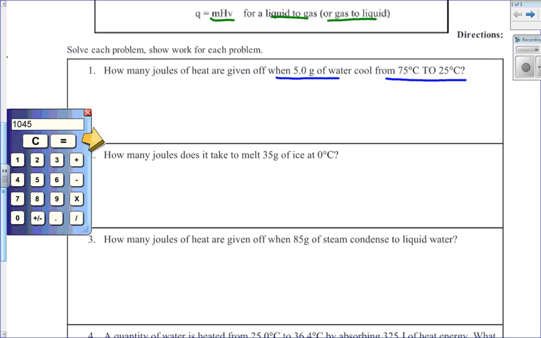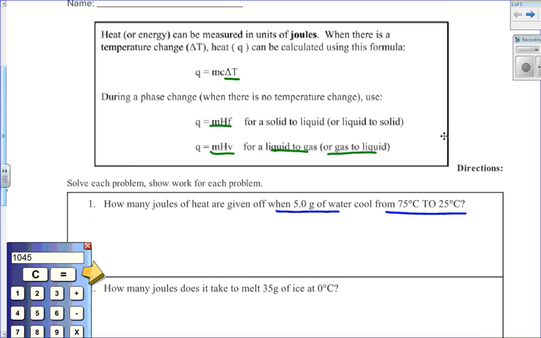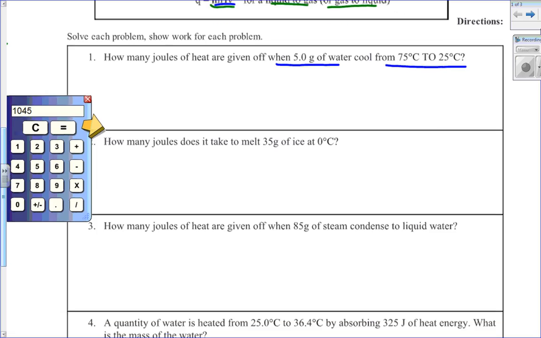So the easiest way to figure out which equation to use is look for a temperature change. So here we have a temperature change. We're going from 75 degrees Celsius to 25 degrees Celsius. So if there is a temperature change, then you would use the formula that has a change of temperature there. Temperature is not even a variable in Q equals MHF or MHV. So we have to use Q equals MC delta T if there's ever a change in temperature.